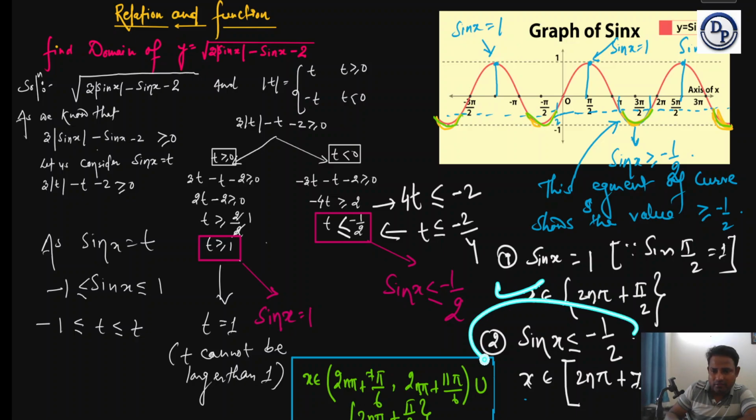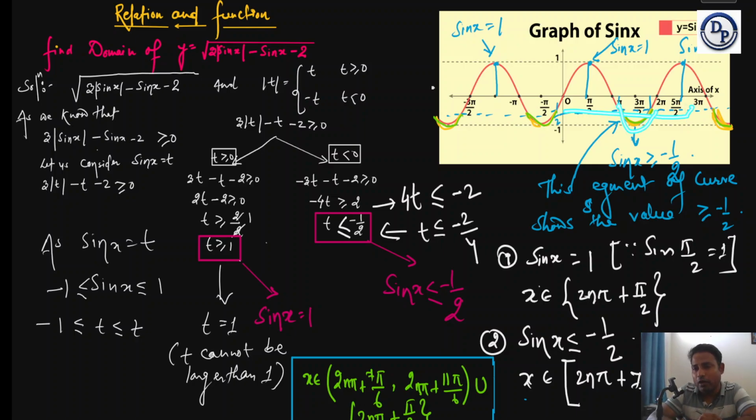Again, what is the meaning of this? This is minus 1. This is minus 1 by 2. That is, below this line, I'm going to get the values of sin x less than or equal to minus 1 by 2. Why is it equal to? Because we will consider this point as well. This is the lower peak, and this is the trough where sin x is less than or equal to minus 1 by 2. That is what it means.